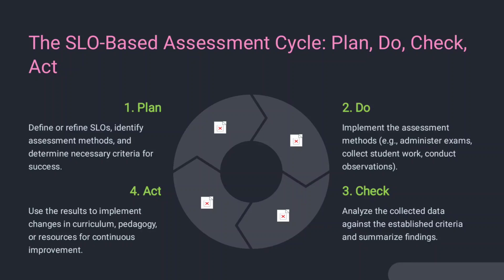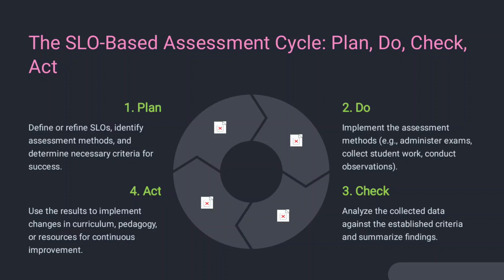The SLO, student learning outcome based assessment cycle, has four elements. The first is plan, second do, third check, and fourth act. The first, plan, is to define or refine SLOs, identify assessment methods, and determine necessary criteria for success.